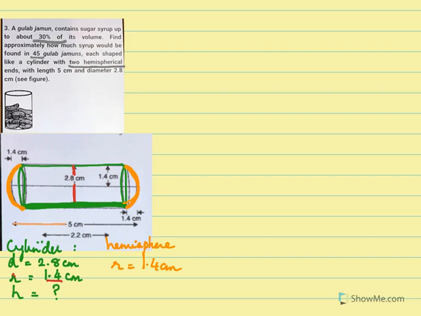Now to find the height of the cylinder, we see the total height. This total height is given to us as 5 centimeters. Now this total height is made up of three parts. Here you have this part, which is a radius. We'll mark it here. And on this side also you have the radius, which I will mark here. And then you have the center part, from here to here, which is the height of the cylinder.